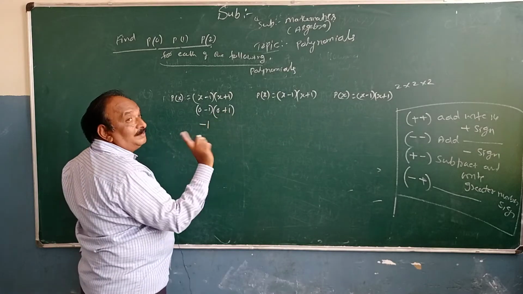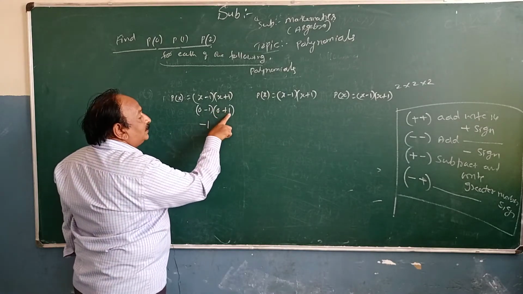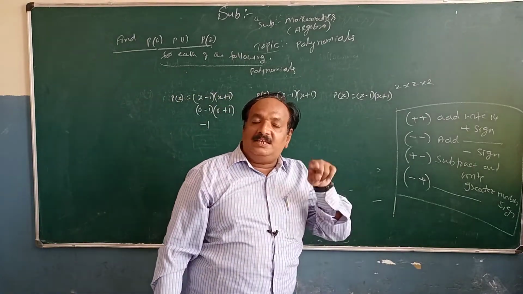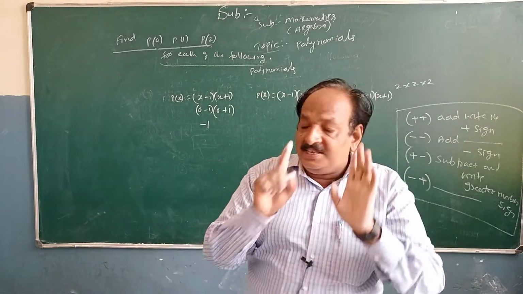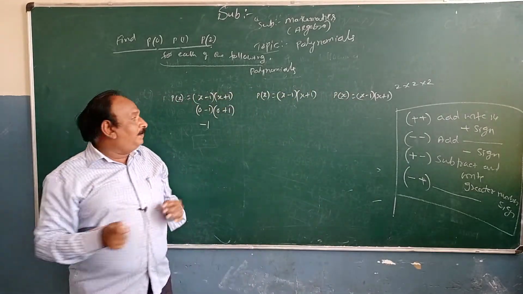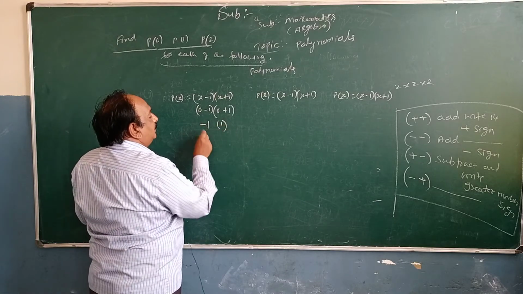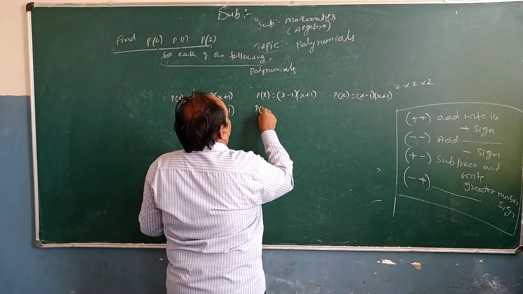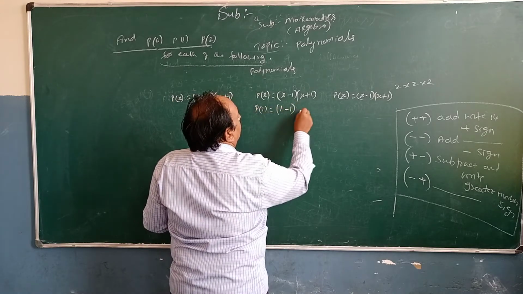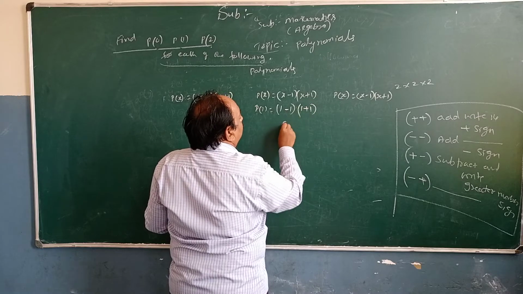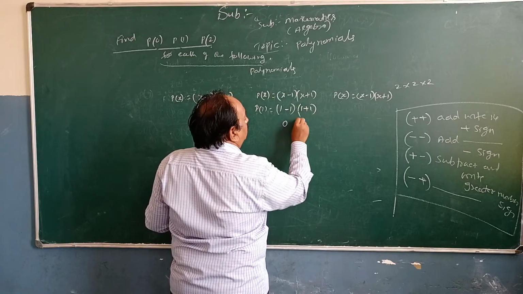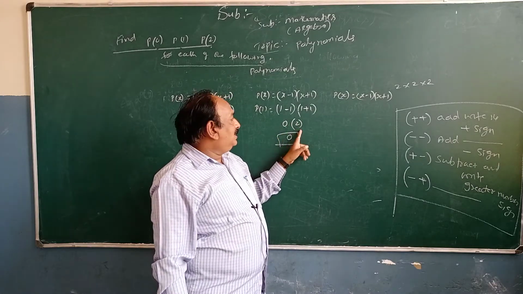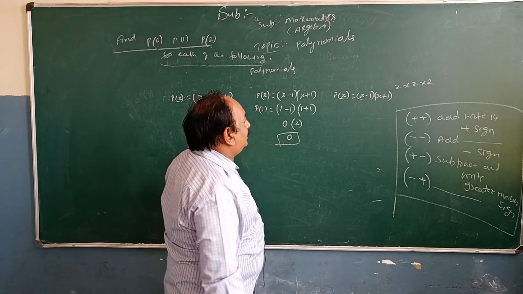0 plus 1, not multiply, we have what? 0 plus 1. Any number added to 0, we get the same number. Any number multiplied by 0, the product is 0. So, what is 0 plus 1? 1. Plus into minus, minus. 1 ones are 1. P of 1: 1 minus 1, 1 plus 1. 1 minus 1 is 0, 1 plus 1 is 2. 2 into 0 is 0, because once again, any number multiplied by 0, the product is 0.